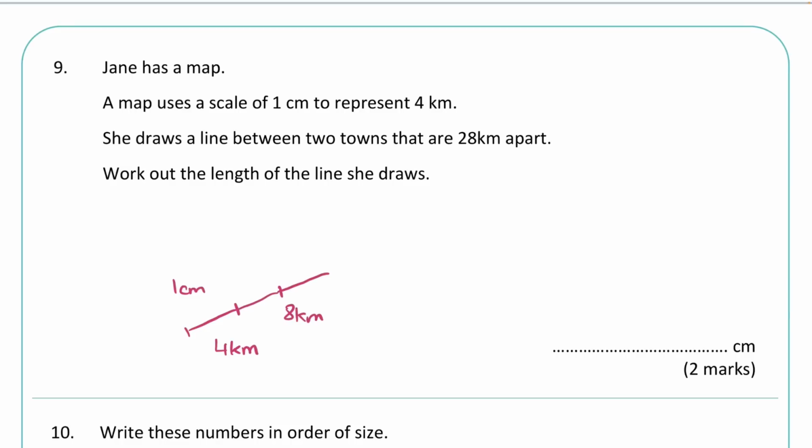Now we could keep drawing this until we work our way up, but ultimately we just want to know how many of these 4s fit into 28. So 28 divided by 4 would give us 7 of those centimetre lines, so it would be 7 centimetres.